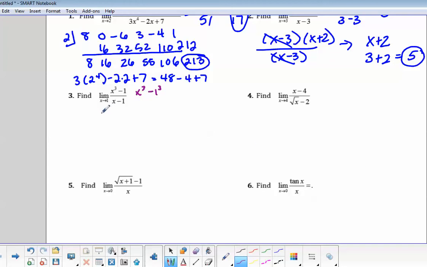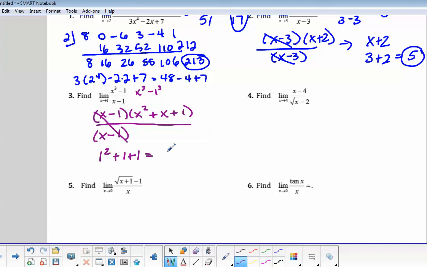So let's see, this is going to be x minus 1. Instead of a squared, I have x squared, plus a times b will be x times 1, that's just x. And then 1 squared is 1. My denominator stays x minus 1. And so now you can see that these will cancel, and I can substitute 1 into what remains. I have 1 squared plus 1, which equals 3.